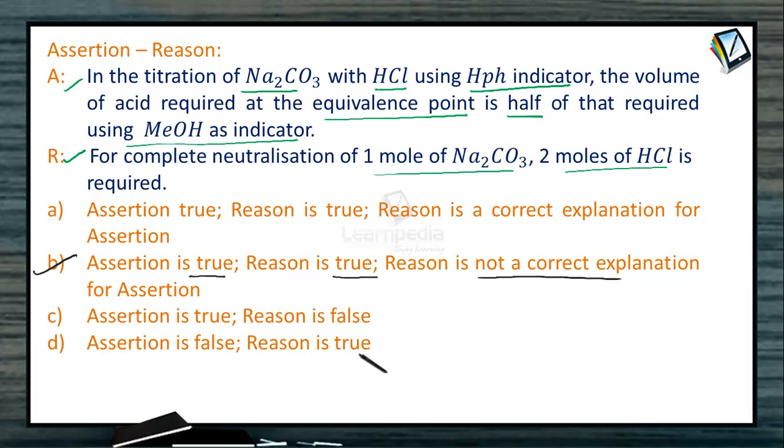So it is the indicators which will make us understand why the volume of HCl required with phenolphthalein as indicator is half that required with methyl orange as an indicator. So the answer is B.